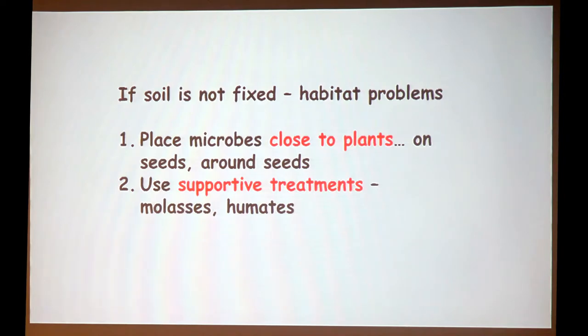So they normally need, or we always recommend, adding those with these supportive treatments, molasses and humates and things like that. The molasses for a number of reasons. It's an osmotic protectant, and it provides a little bit of energy. Humates, because they're a biological and chemical buffer to help with all these toxins produced by other microbes. It kind of keeps them away from our inoculated populations.